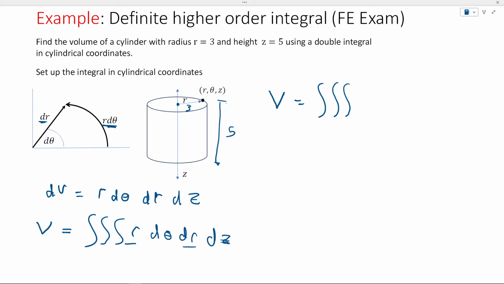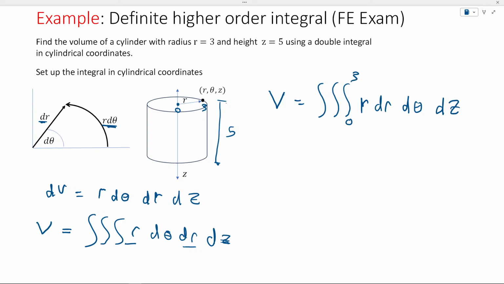So I would first like to integrate with respect to dr, and then I would like to integrate after this with respect to d theta. You can choose any order you like, and then with respect to dz. Now let's put the limits. When I integrate with respect to dr, r goes from what? From 0 to 3. So I will put here 0 to 3.